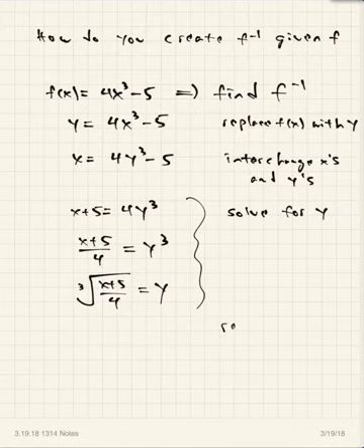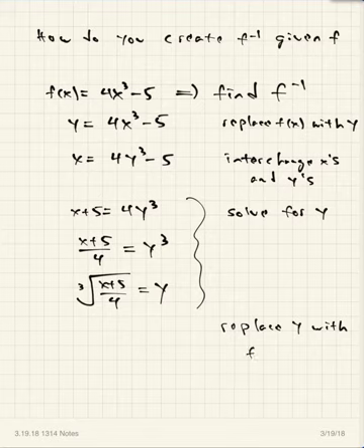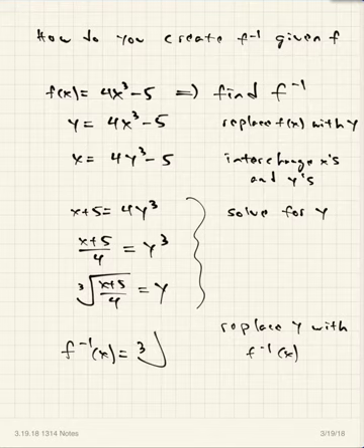And then finally, at the end, you replace y with the notation f inverse. So you get f inverse of x equals the cube root of x plus 5 over 4. And you've created the inverse function, right?